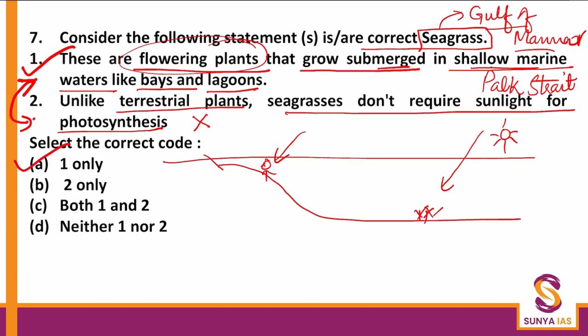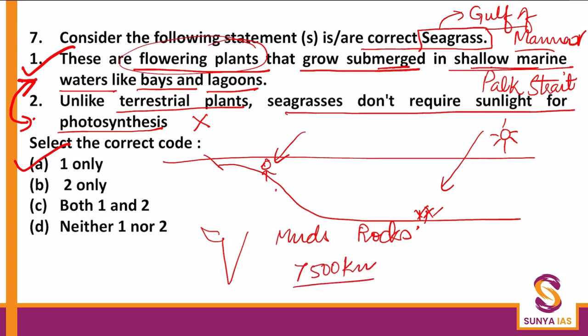They can grow on all types of substrates like mud, and on rocks. They occur all along the coastal areas of India, where we have approximately 7,500 kilometers of coast, and these sea grasses are not restricted to a particular region. They are very much abundant in the Palk Strait. Got it?